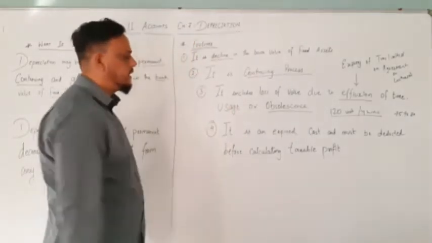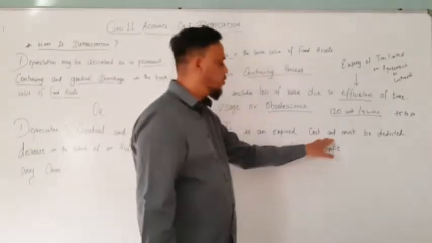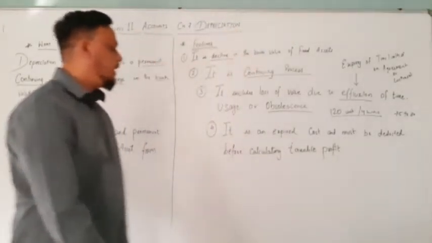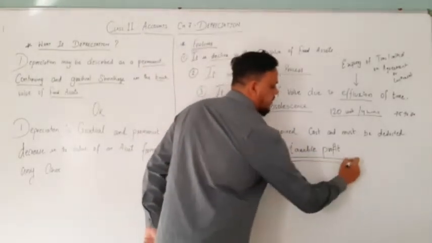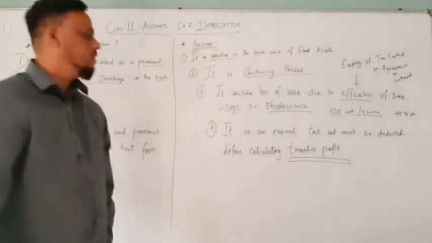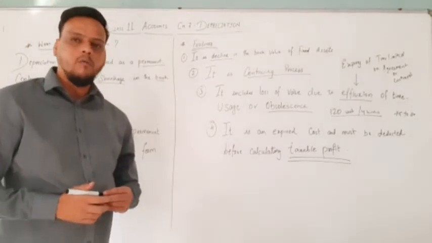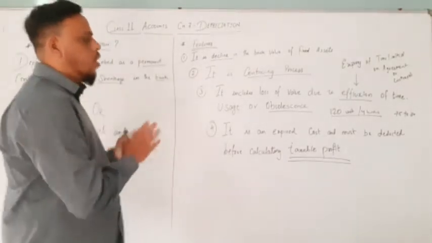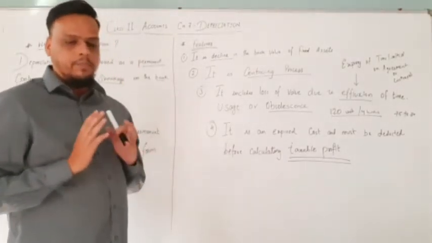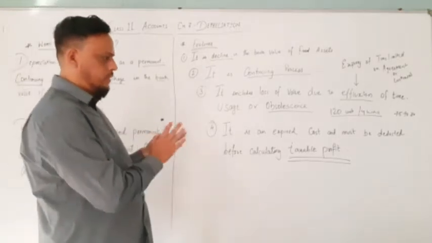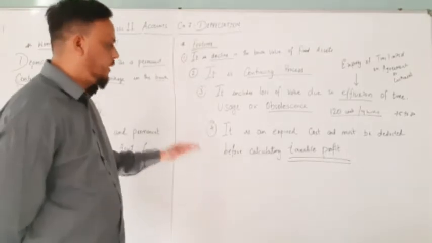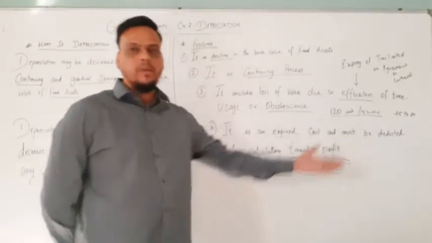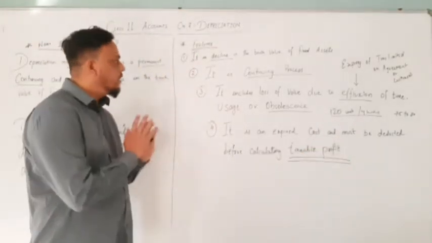Now, point 4 has been said: it is an expired cost and must be deducted before calculating taxable profits. Be careful with this. The word has been said taxable profit. Here, the cost of that particular machine has to be reduced every year before calculating tax on any profits. This much are the features.